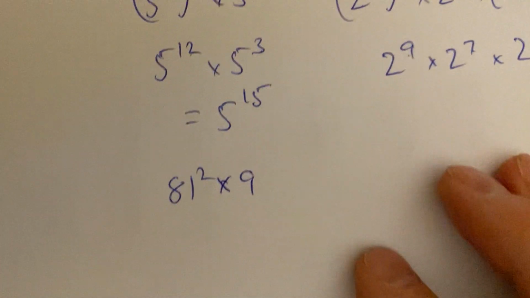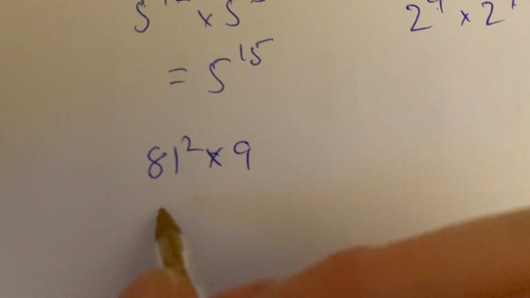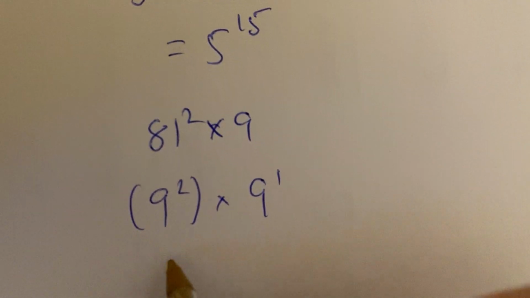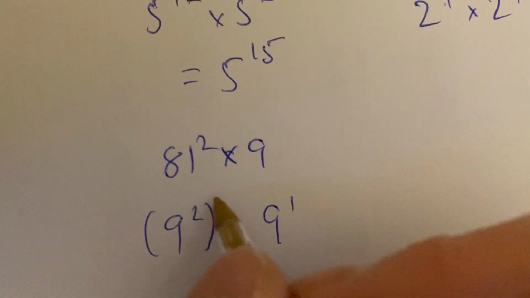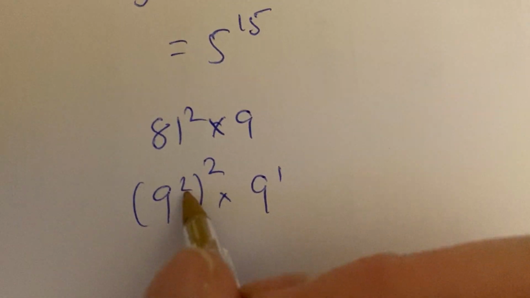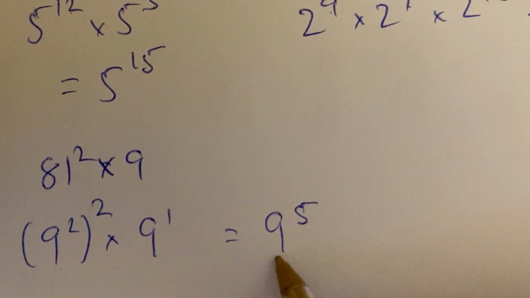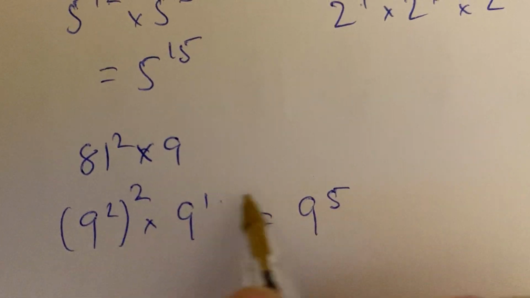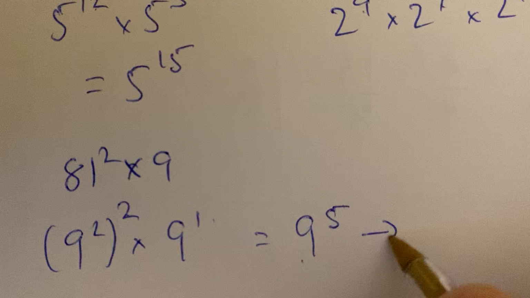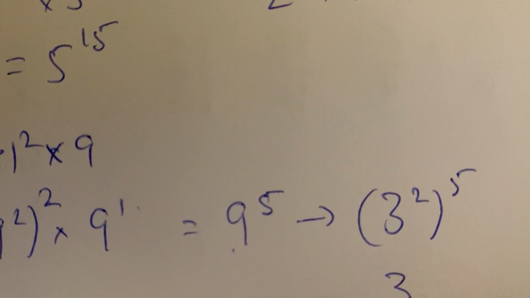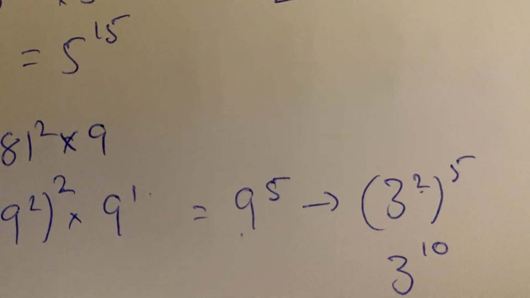81 squared times 9. I'm going to do it slightly differently. So 81 is 9 squared times 9, which is 9 to the 1. So, oh, and that's squared there, isn't it? So that means you've got 4 there, plus that 1 means you've got 5. Okay, because that's 2 times 2 is 4, plus 1 is 5. But 9 itself can be 3 squared to the 5, which means it's 3, 2 sets of 5 is 10.